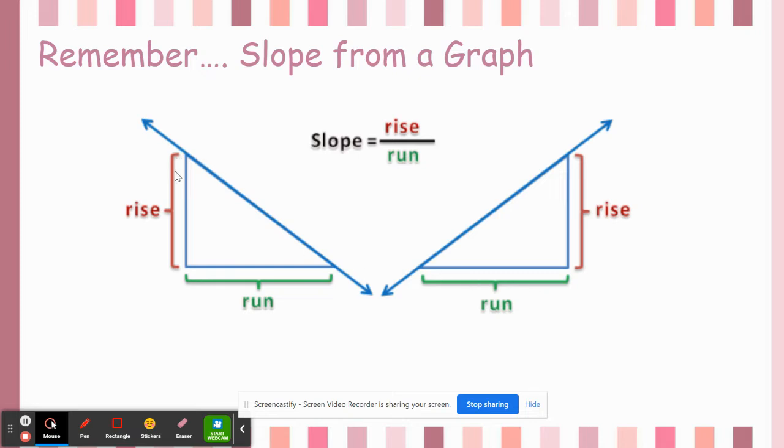Now, if you rise down, that means it's a negative. If you rise up, that means it's positive. If you run to the right, it's positive, but if you run to the left, it means it's negative. So you need to pay attention if you went up, positive, versus if you went down, it's negative. You're always going from one point on the line to the other point on the line.